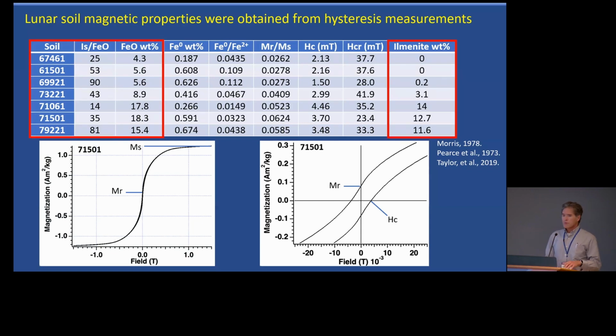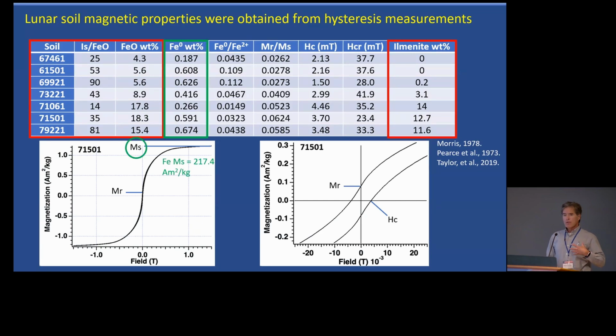So just to give you a flavor of the soils we're using: 3 highland soils, 4 mare soils. The I_s/FeO, the maturity index, is on the left, followed by the weight percent FeO, and the relative ilmenite, that is the high or low titanium content, on the right-hand side. So let's just walk through this briefly.